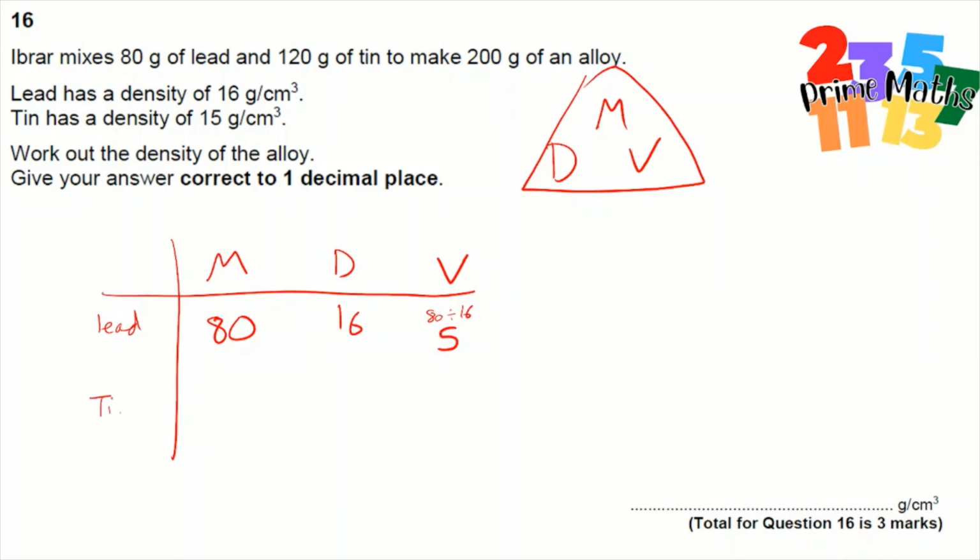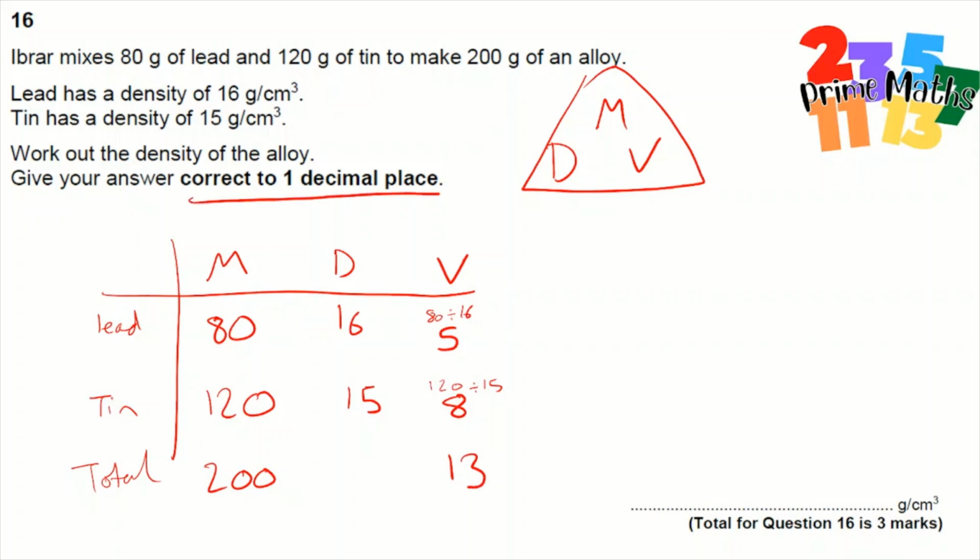Our tin is similar. We have a mass of 120. We have a density of 15. So our volume is going to be 120 divided by 15. Okay, 120 divided by 15, you can see is 8. This means that in total we have a mass of 200, and in total our volume is 13.